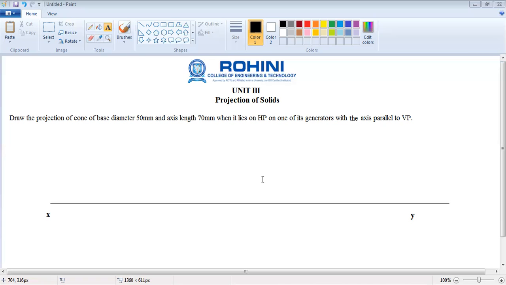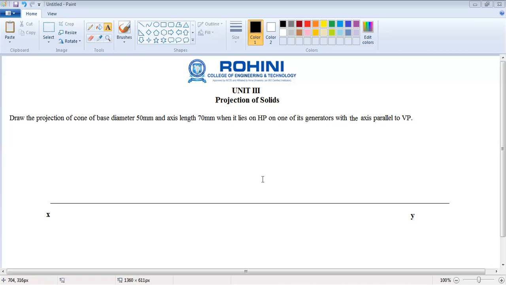So the question is given as a cone of base diameter 50 mm. The diameter given is 50 mm for the cone and the length of the axis is 70 mm. The resting position given is that it lies on HP on one of its generators with the axis parallel to VP.